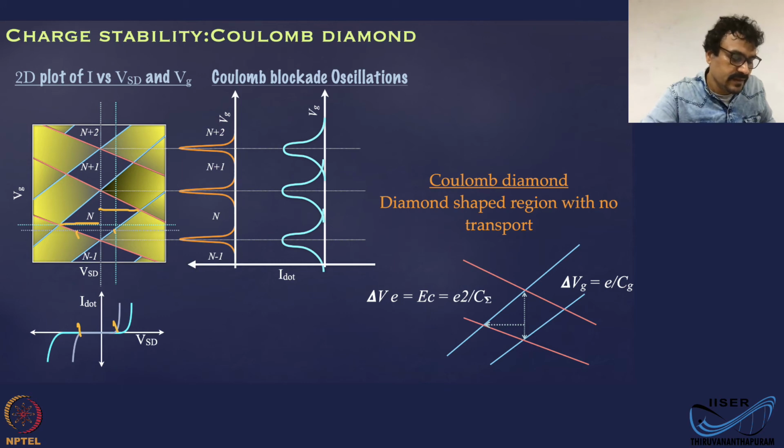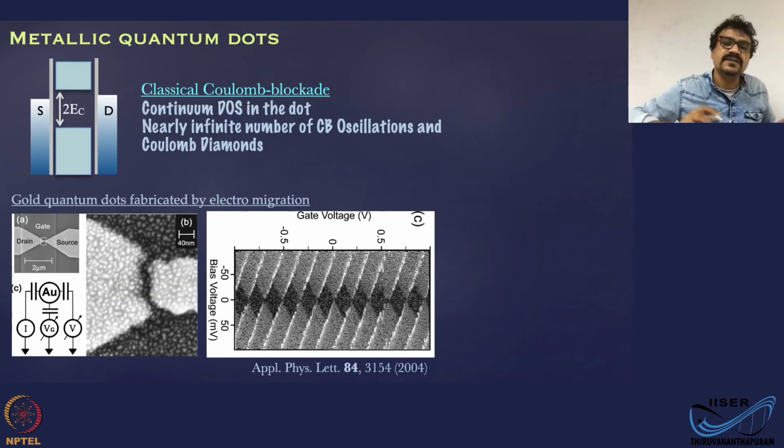Now, let us look at the Coulomb diamonds of various systems. Let's start with the metallic quantum dot. So there is one confession I have to make here.